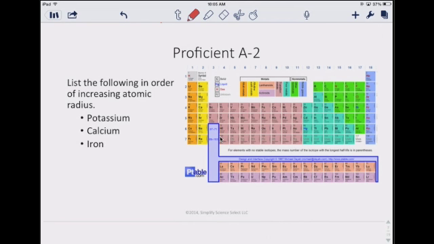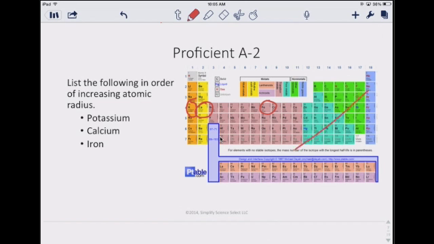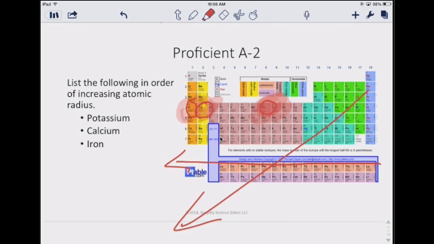Let's look at the next one. It says list the following in order of increasing atomic radius. So again, we're putting them from small to big. So here's potassium, here's calcium, and here's iron. So remember, because they get more protons, they get smaller, or the small guys are over here. Remember that they all increase in what direction? That direction, meaning it increases as it goes across the period this way. So the smallest is going to be iron, and then calcium, and then potassium. And that will be our order.